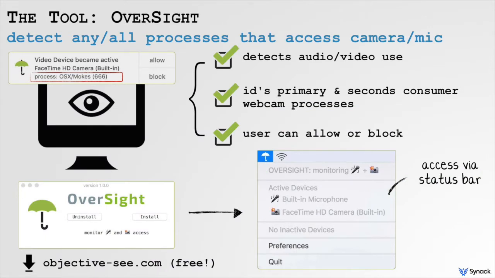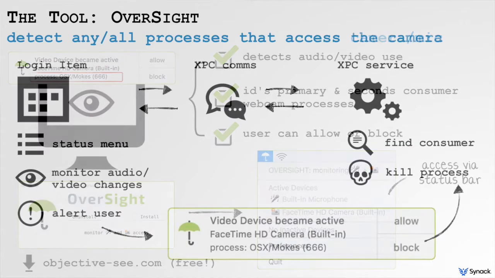So the tool is called OverSight, and it's free, and it's able to detect exactly what we just described. We'll dive into the technical way it does that in a second. But just the overview of the tool, it runs as a little menu bar icon. You can also run it without the menu bar icon. It just sits in the background, and it will give you an alert whenever something uses your webcam. And then you can block it, you can whitelist it, et cetera.